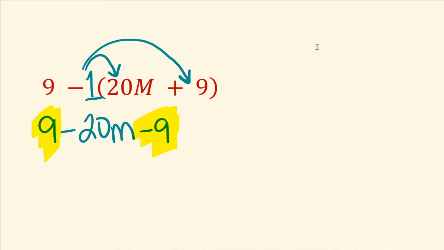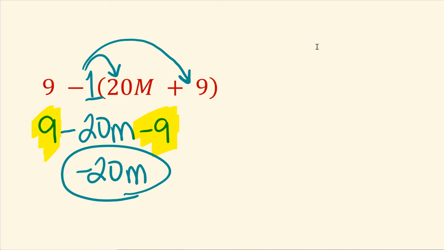And a positive 9 and a -9 give me 0. So those eliminate. And all I'm left with is -20m. And so that would be my final answer. Again, this doesn't have an equal sign, so I'm not solving for the value of m.